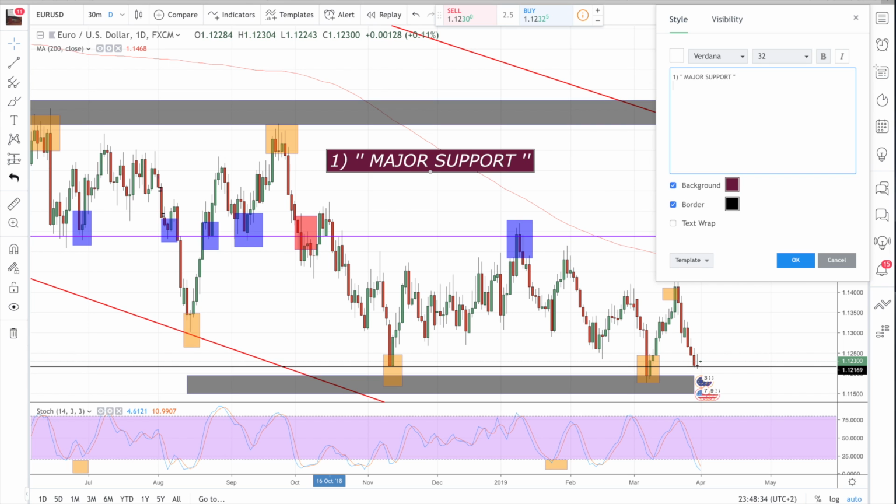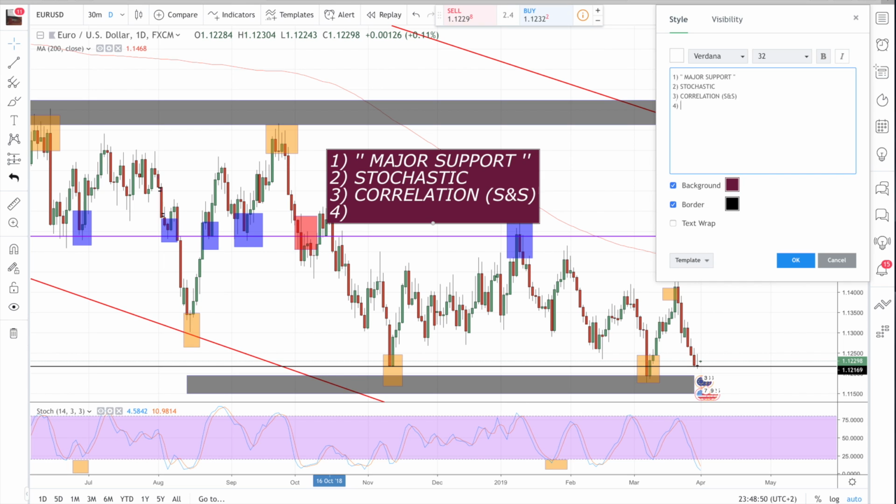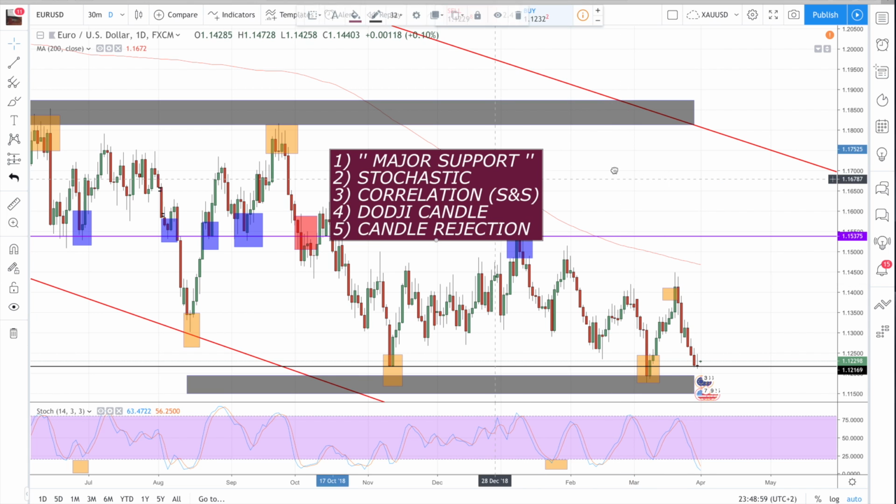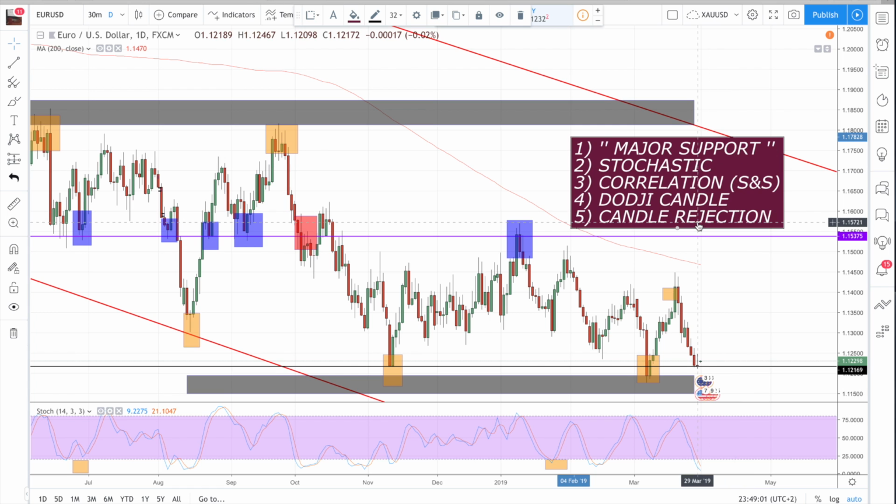Then what do we have? We have stochastic, then we have correlation, stochastic and support. We have a doji candle. We have also the candle rejection, boom. So this is the information that we have, and those pieces of information are telling us that it's going to go up.